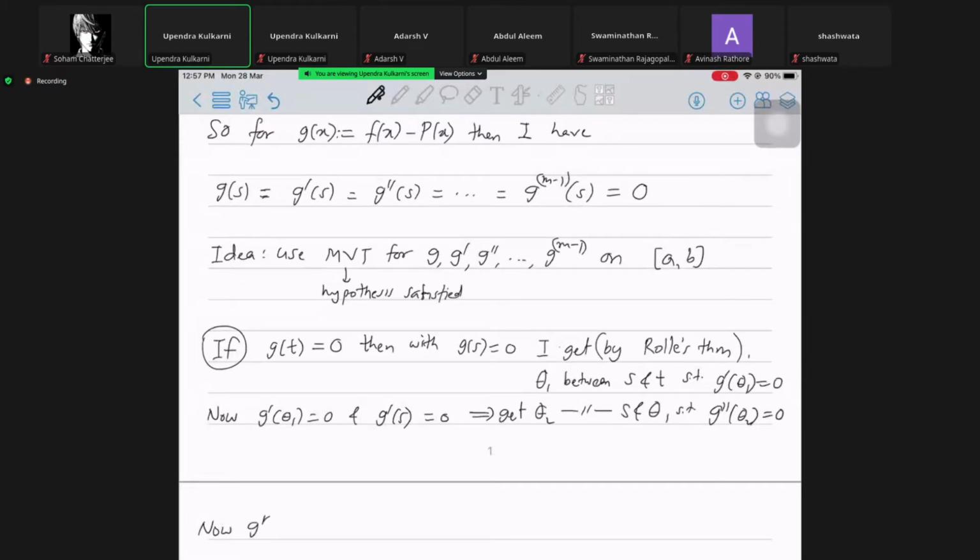Now g double prime of... so this gives me theta 3 strictly between s and theta 2, such that, well, "such that" is a poor combination. All right, we are adults, we can deal with it. Such that the third derivative of G at theta 3 is equal to 0, and so on.